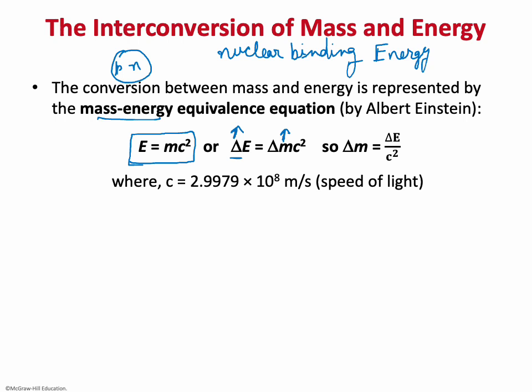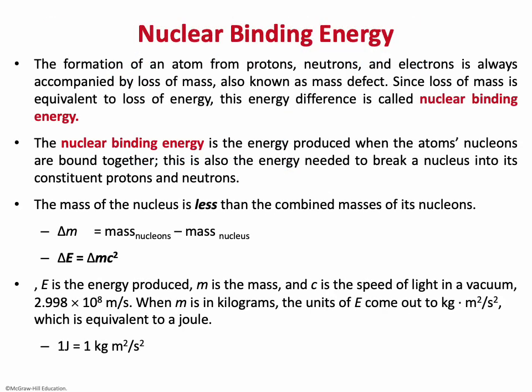So what is this? ΔE is the change in energy, Δm is the change in mass, and c is the speed of light, 2.99 times 10^8 meters per second. This mass here is usually measured in kgs. Not usually, it should always be measured in kgs, and I'll show you that right here.